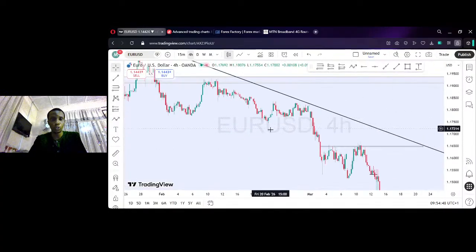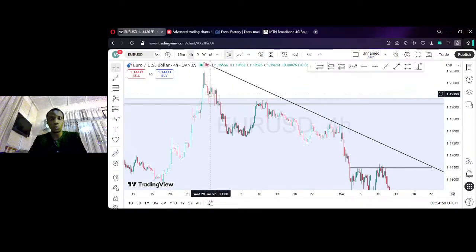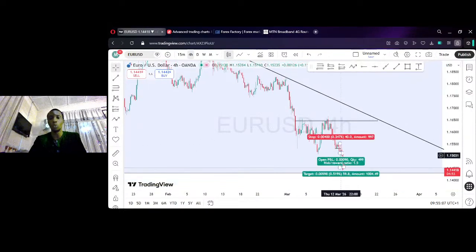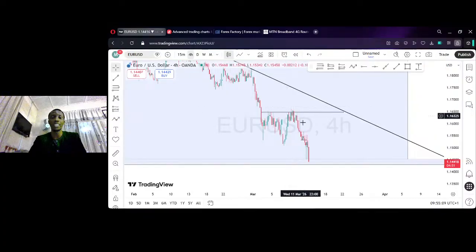If you look at the trend, you can see that we have a lower low, a lower high, a lower low, a lower high, and a lower low, a lower high. So this is still a low right here. In as much as price did not break above here, it's still a low. We have a lower low, a lower high, and a lower low right here. This is a lower low.